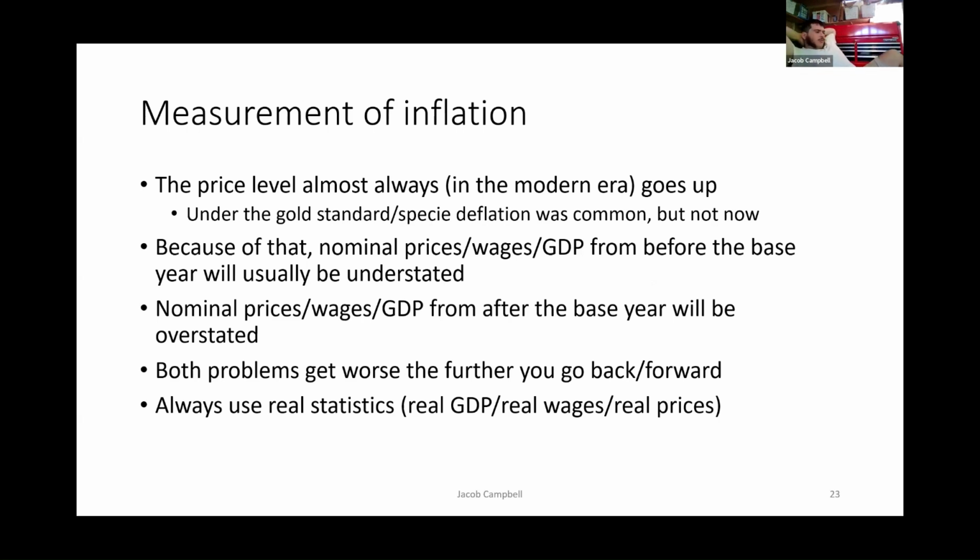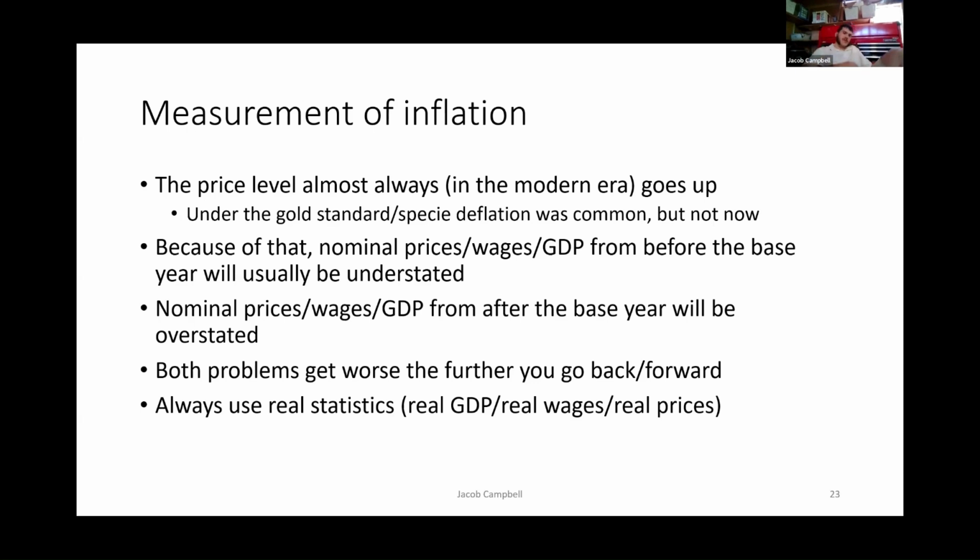Now, in the modern world, the price level is pretty much always going up. We're always inflating the currency. It wasn't always true. Under the gold standard and specie, deflation was common. Most of the time, population grew faster than the known gold reserves did, and so the currency would deflate, price levels would actually go down. In a modern age of cash and budget deficits, though, government doesn't let that happen.